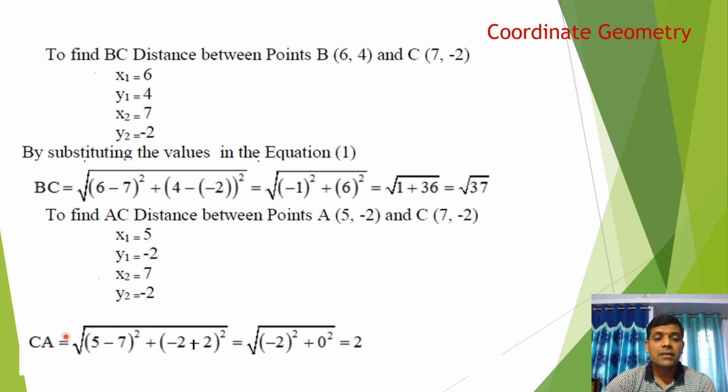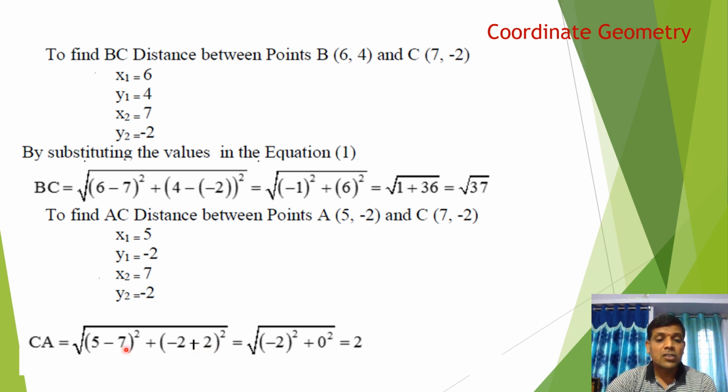Now CA, which represents the distance between C and A, is equal to the square root of (x1 minus x2) whole square plus (y1 minus y2) whole square. That is 5 minus 7 whole square plus y1 value minus 2 minus y2 value minus 2. Minus of minus means we get plus. This is written as minus 2 plus 2 whole square.